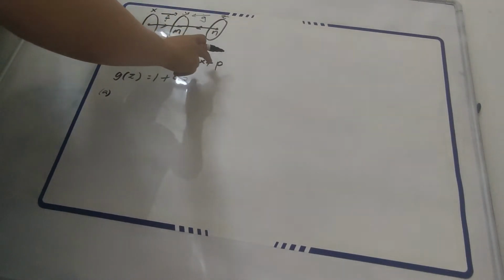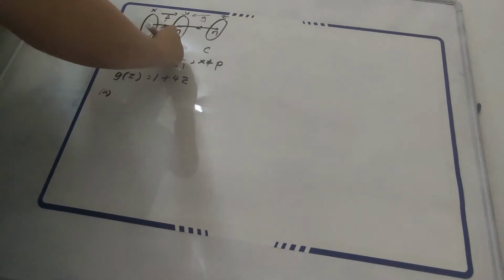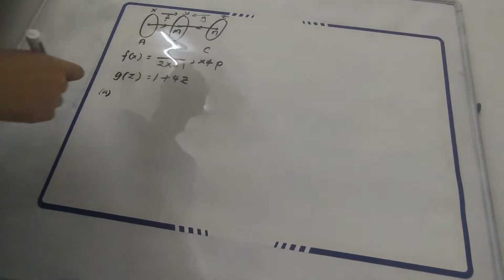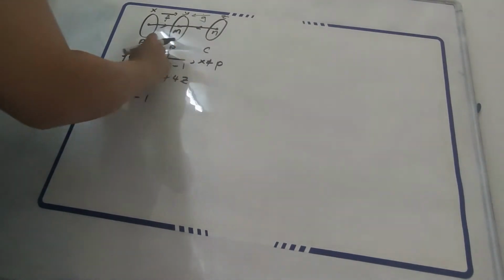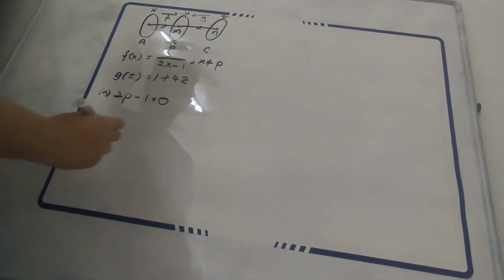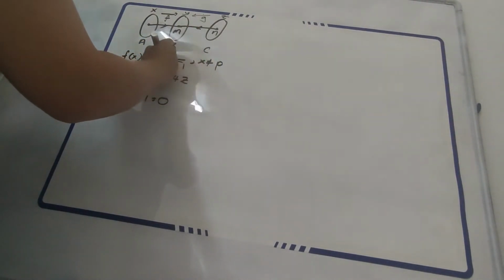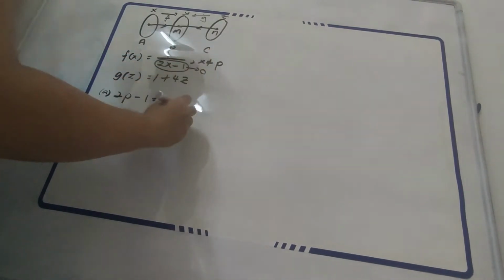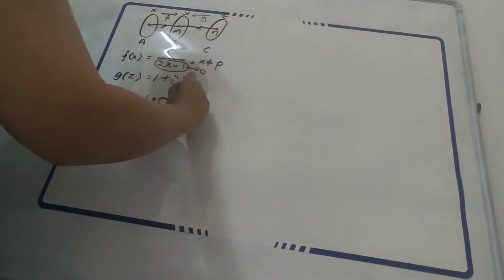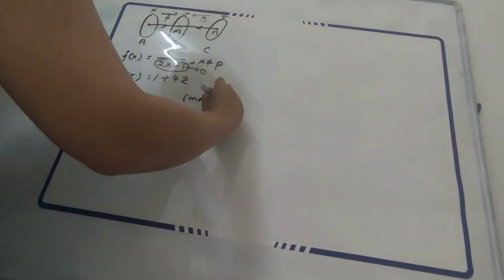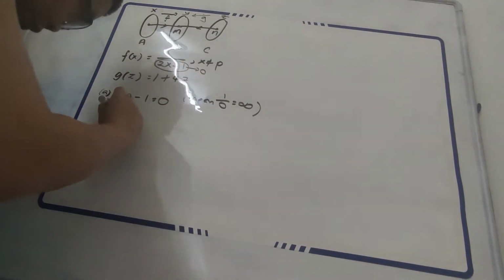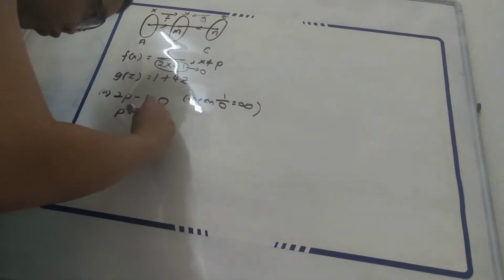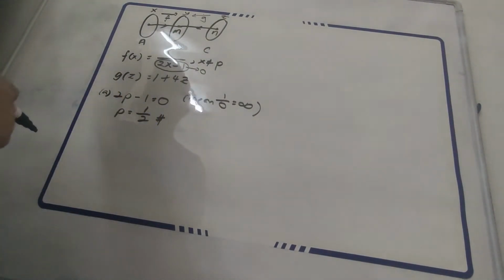If the x is equal to p, it means that the whole function is undefined. That's why you substitute x equals to p into 2x minus 1. The whole thing here cannot equal to 0, because when this equals to 0 it means 1 divided by 0 equals to infinity, an undefined function. So your p is equal to 1 over 2. This is the first part, the part A answer.